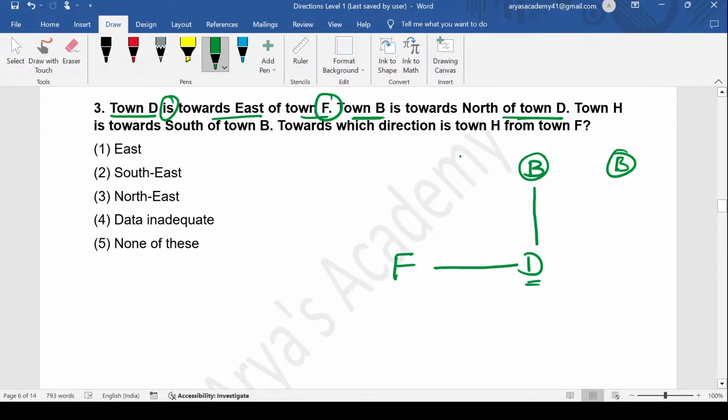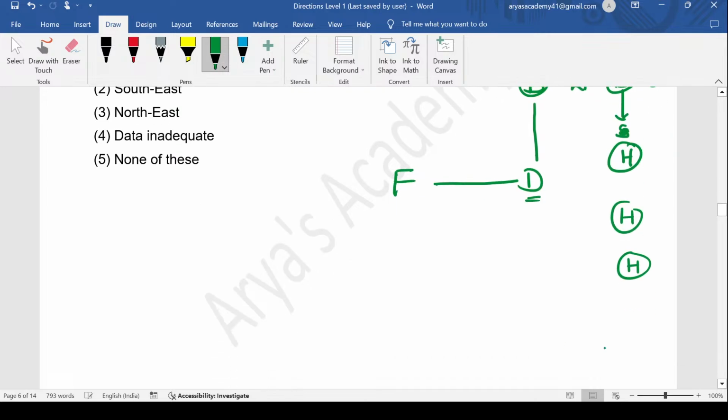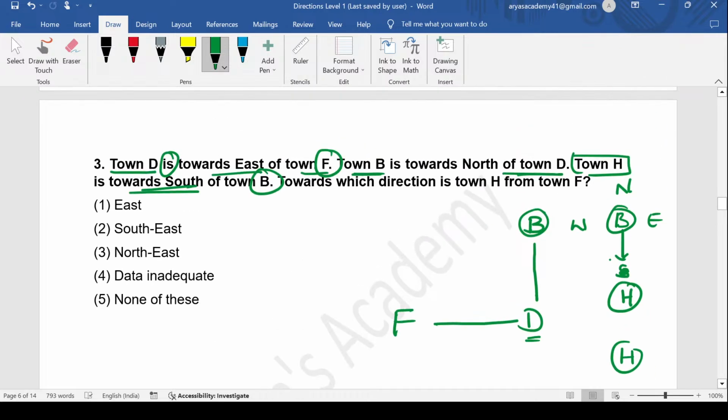So read out the last sentence. What are they saying? Town H is towards south of town B. So town B is here. For town B, this is north, this is south, this is east, and this is west. So if I move from town B towards south, somewhere H will be there. It might be here, or H can be here, or here, or here, anywhere. Because from B towards south, town H is present.